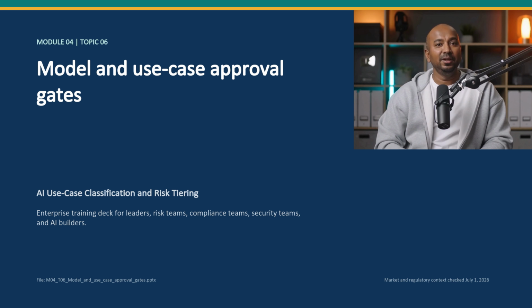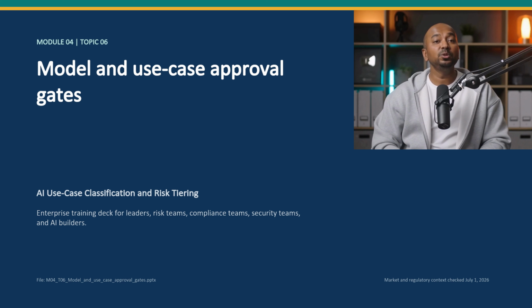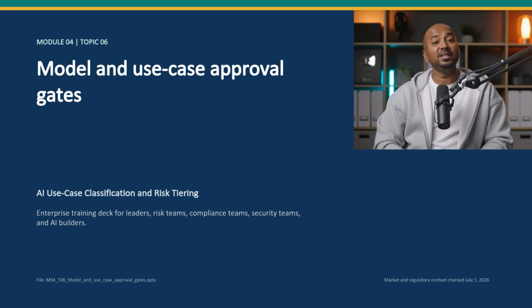The main question for this topic is simple. How does model and use case approval gates change the way an enterprise makes decisions, assigns accountability, operates controls, and proves that the controls worked? As we go through the slides, listen for the movement from idea to execution. We will start with the concept, then move through risks, workflow, tools, implementation, and a short classroom exercise.